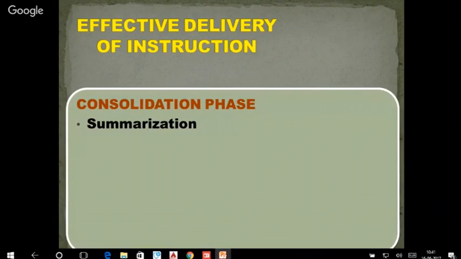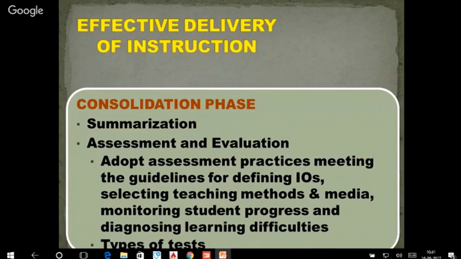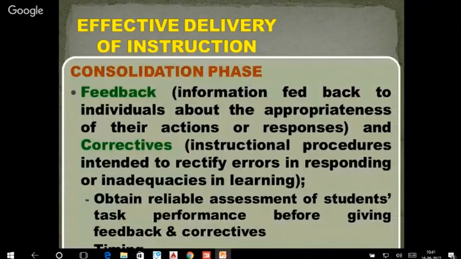Then the third phase is the consolidation phase. Here you will summarize what you have covered in the classroom. So assessment will be carried out. Types of tests: you can use a variety of test items like short answer questions, multiple choice, or some lengthy question you can ask. And finally, you have to provide feedback and correction.